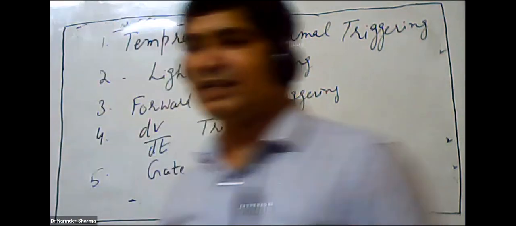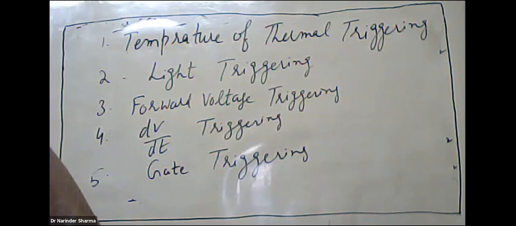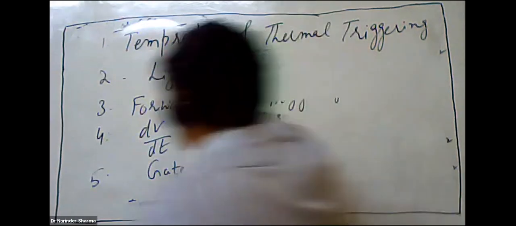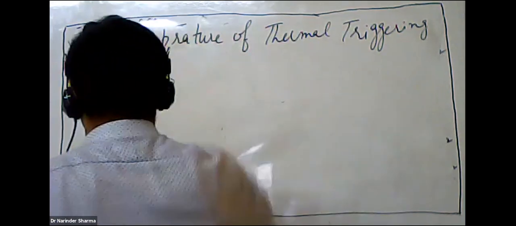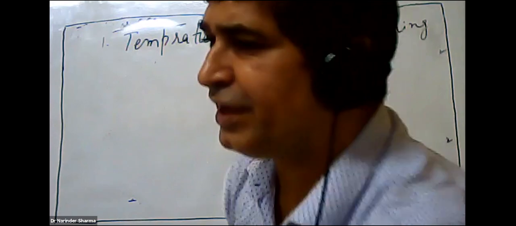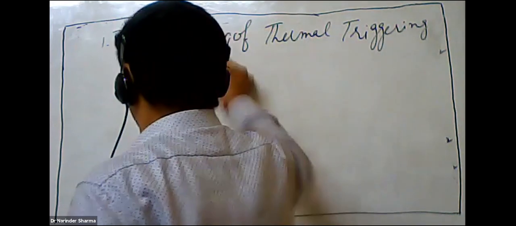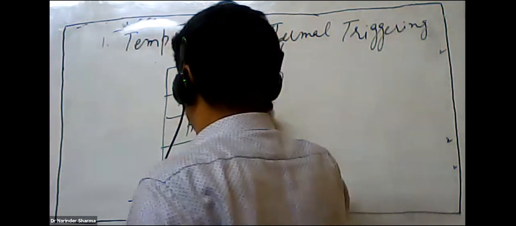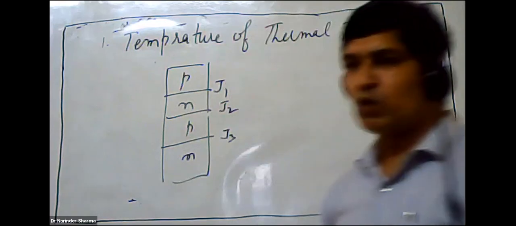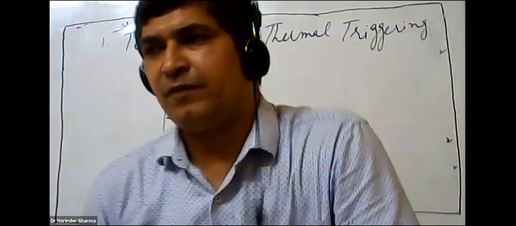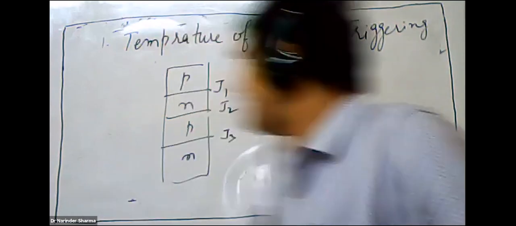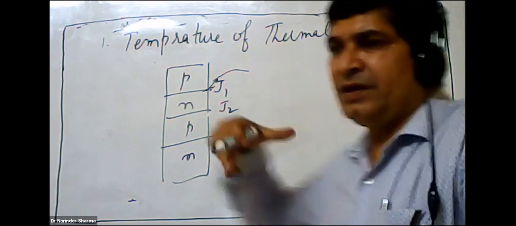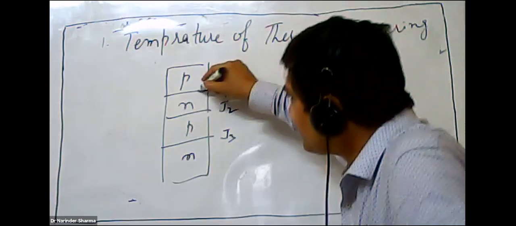As far as thermal triggering is concerned, first of all we will discuss thermal triggering. We know that there is an SCR with P and N layers and 3 junctions. The depletion layer of the SCR decreases with an increase in junction temperature. This is the depletion layer, so if the temperature is increased, it will get decreased.